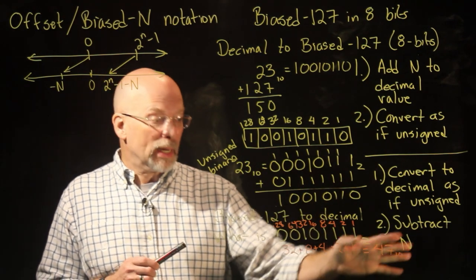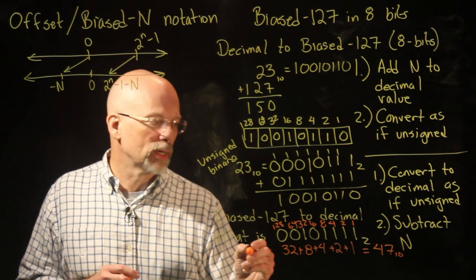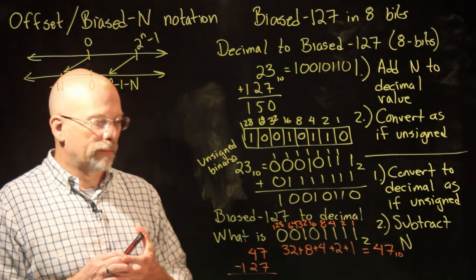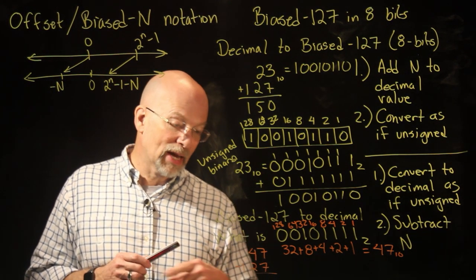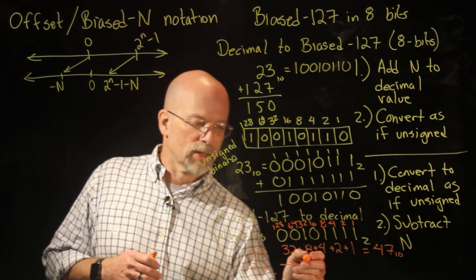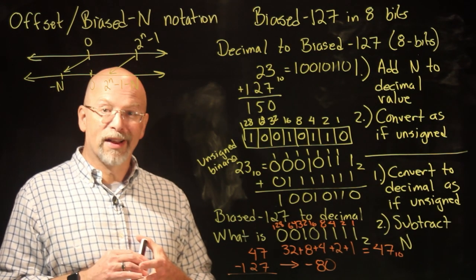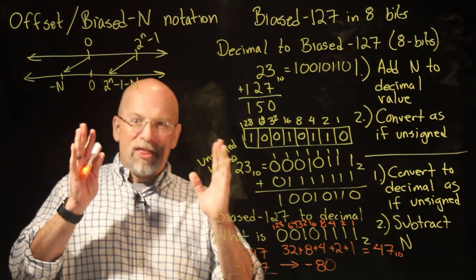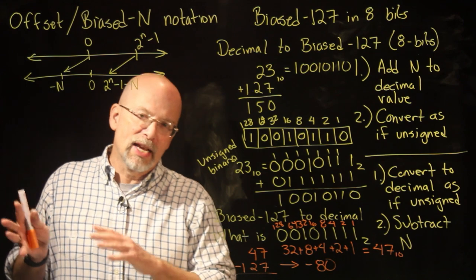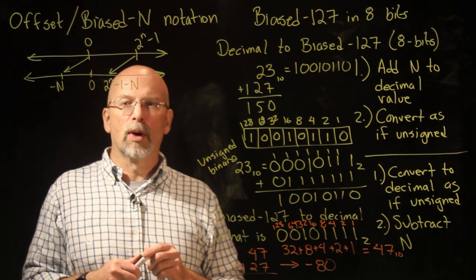Now, before we say that's our answer, remember, it hasn't been biased yet. So what we need to do now is subtract 127 from 47. When you take negative 127 added to 47, you get, running out of board space here, negative 80. Okay. So there you go. The process of taking the sequence of unsigned binary and giving it the ability to also represent negative numbers by biasing it is a simple conversion process. We'll see how it's used when we start talking about floating point and double precision variables.